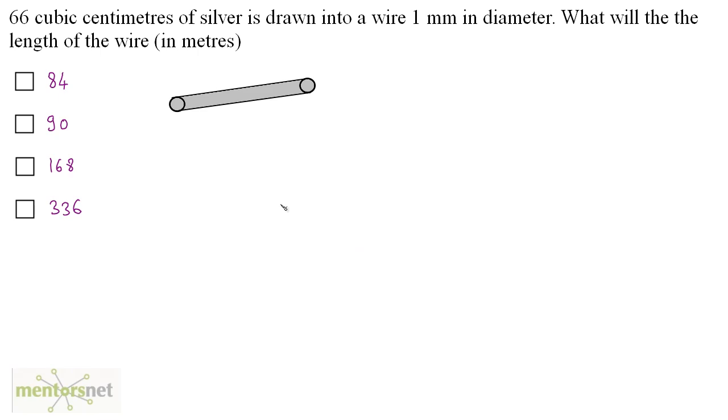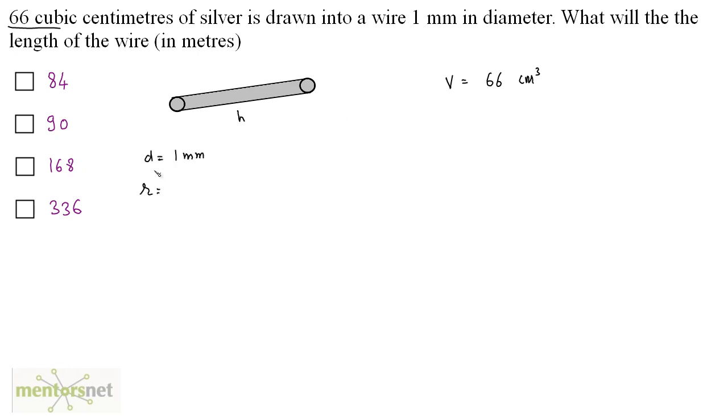Now a wire is basically a cylinder, and we have been given the volume of the cylinder. That's 66, so volume is equal to 66 centimeters cube. Now what we want is the length of the wire, that is the height of the cylinder, and we have been given the diameter of the cylinder, and that's 1 millimeter.